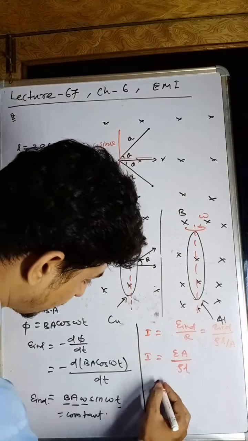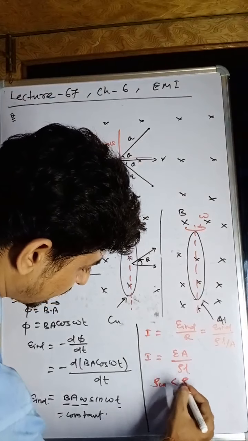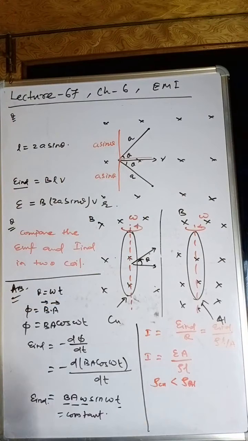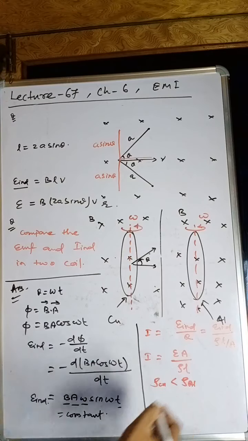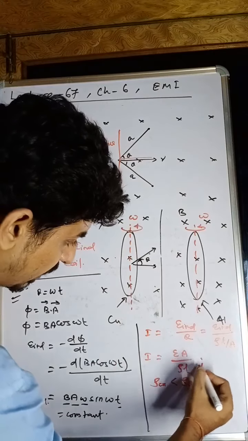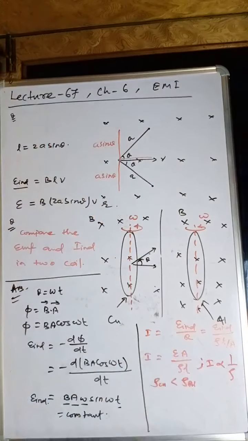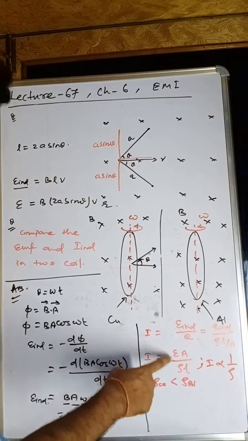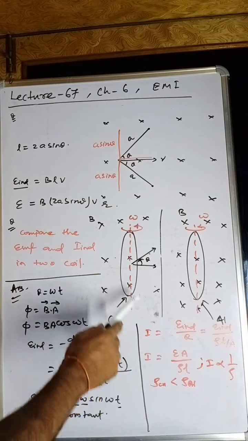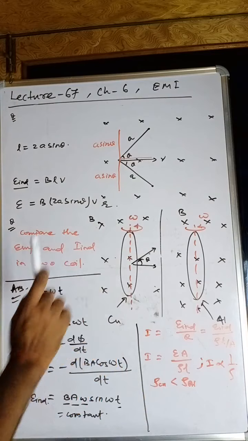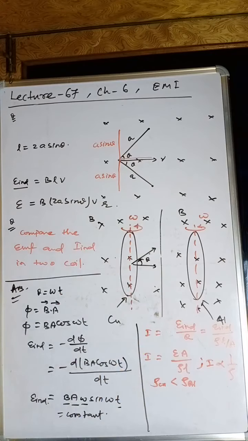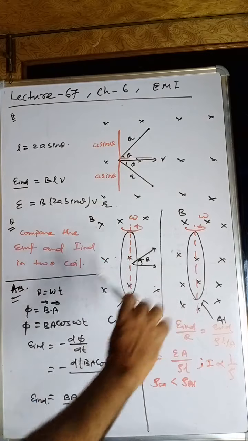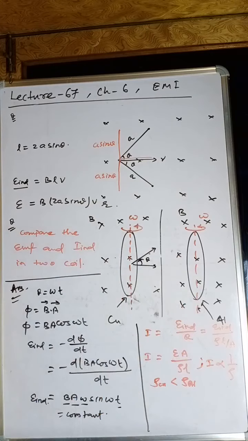We know that the resistivity of copper is less than the resistivity of aluminium, because copper is a good conductor compared to aluminium. It means I is inversely proportional to the resistivity. So the current induced in copper will be larger compared to aluminium. The induced EMF will not differ, but the induced current will differ, and copper will carry more current compared to the aluminium one. Okay, this was the question to compare.